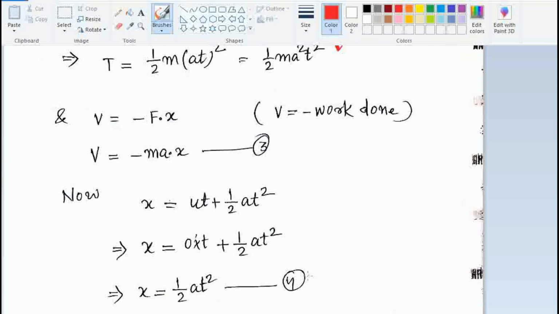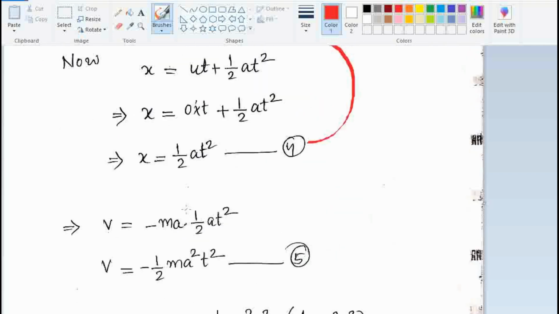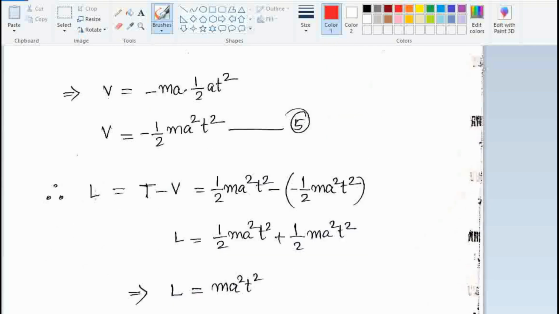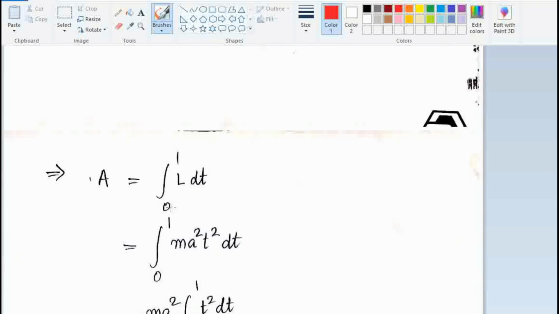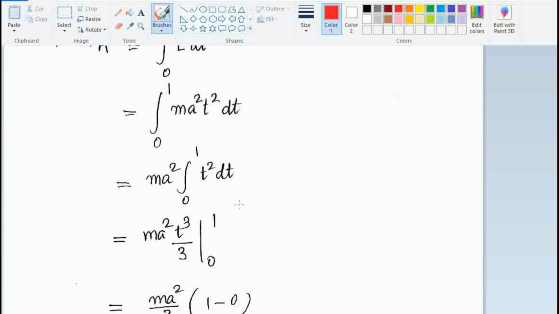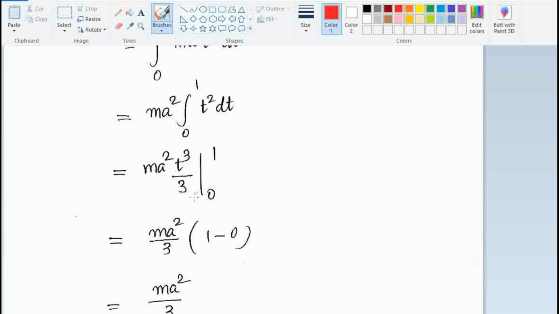And if you put this value of equation 4 back into equation 3, then you will get v equal to minus half m a square t square. Then your Lagrangian will be T minus V, equal to half m a square t square minus (minus half m a square t square), so you will get m a square t square. This is your Lagrangian. Now put the time from 0 to 1, because in this interval we are asked to find the action. Then put the Lagrangian value m a square t square and dt, and do the integration from 0 to 1.